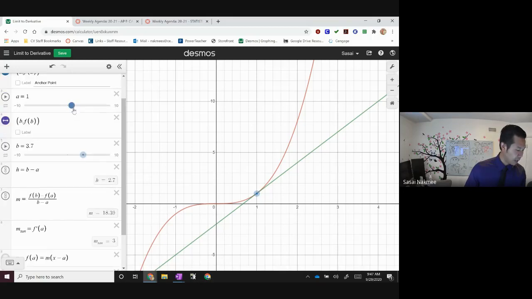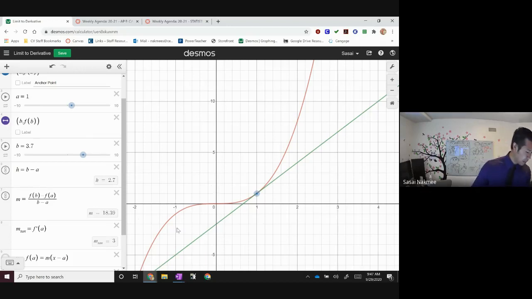See that? So I can move my anchor point, and my tangent line moves along the way. And check this out. What's the slope of that tangent line? It says it's 3, right? And we calculated it, and it is 3. And that's what that slope is.